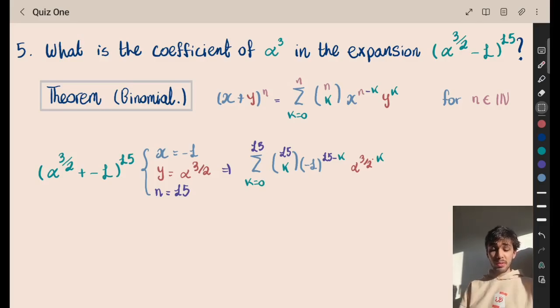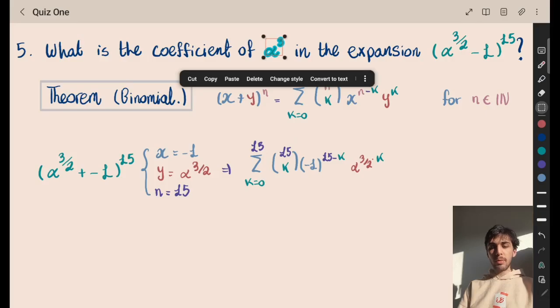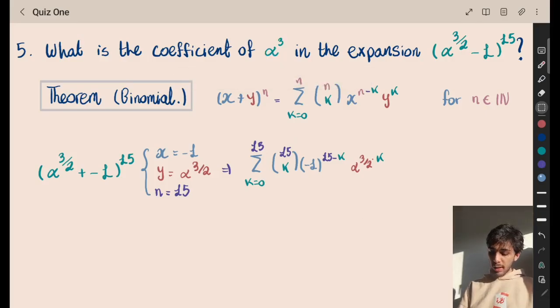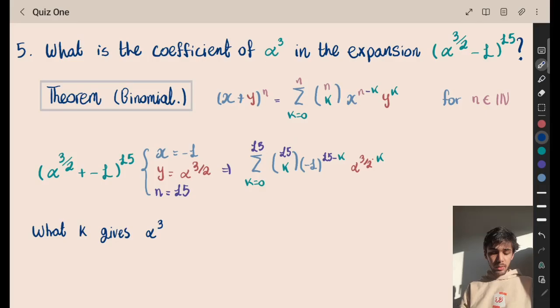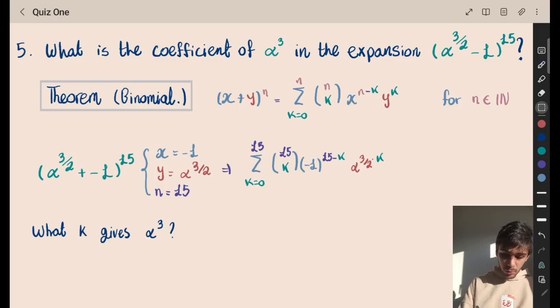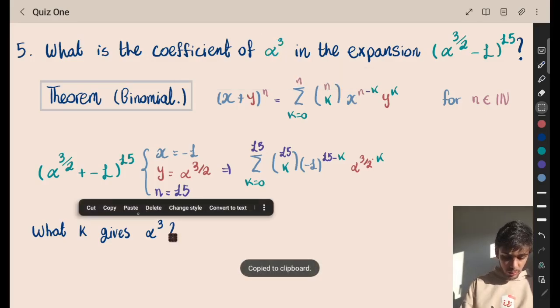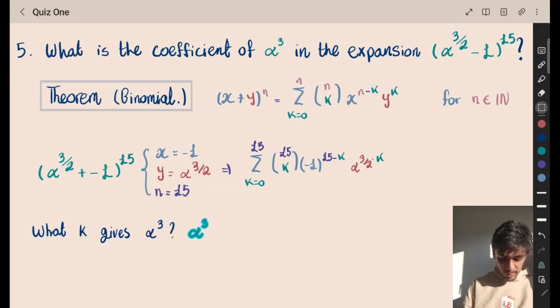But we still need to ask one specific question, and that is, if we are looking to find the coefficient of alpha to the third, then we need to ask ourselves the following question. What k gives us alpha to the third? And the answer here is, well, it's not straightforward. It could be, but we would like to proceed systematically.